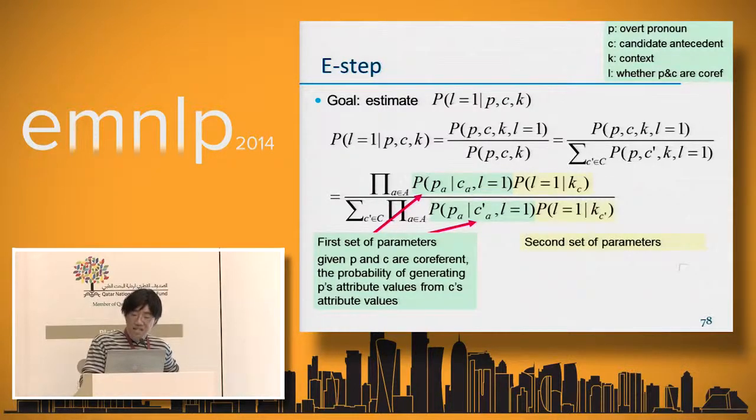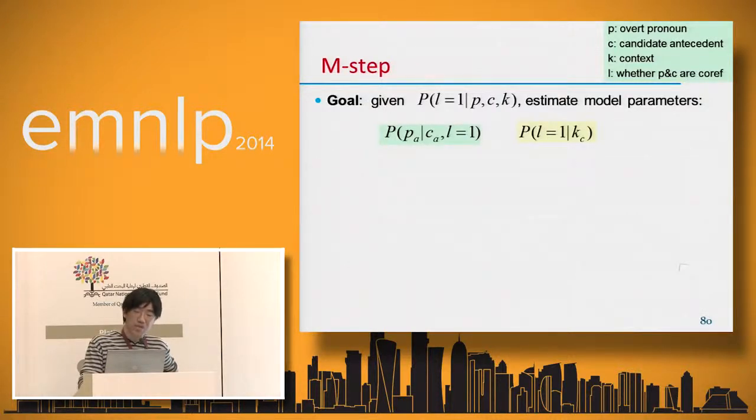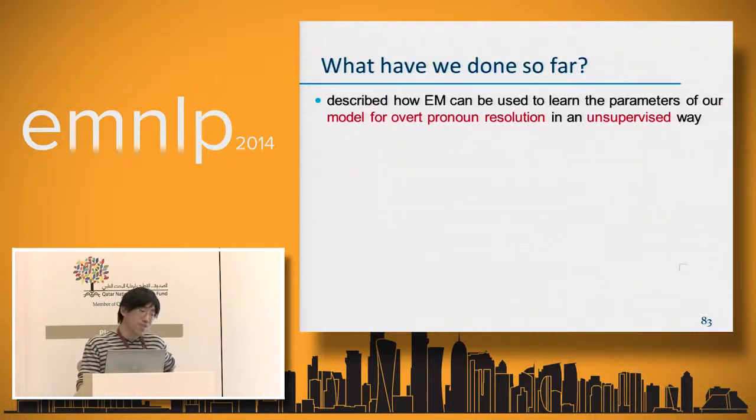And here is the second set of model parameters: given the local context surrounding P and the candidate antecedent, the probability that the pronoun P and the candidate antecedent are coreferent. So what the M step is going to do is to estimate these model parameters given the probabilities that we estimated in the E step. If you remember, this first set of parameters is actually composed of 4 groups of parameters, 1 for each of the 4 grammatical attributes, including person, gender, number, and animacy. Okay? And to estimate these model parameters, we simply use maximum likelihood estimation. Okay? So what have we done so far? We have described how EM can be used to learn the parameters of our model for overt pronoun resolution in an unsupervised manner.